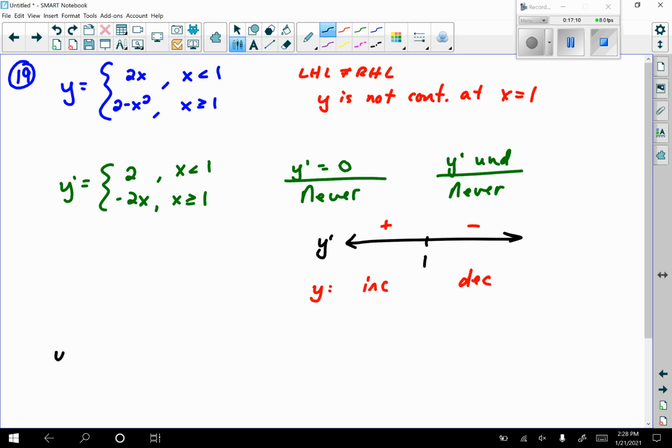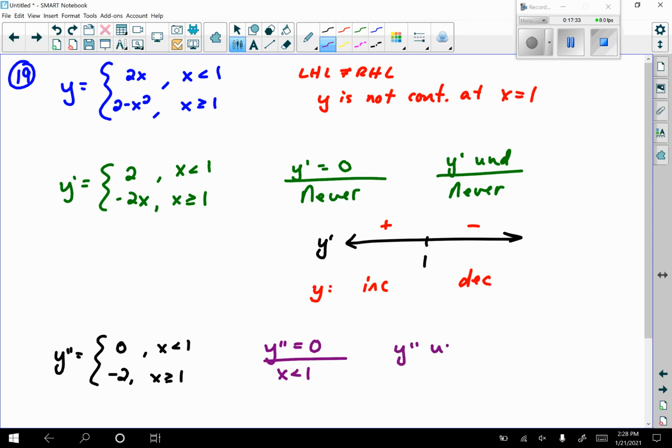Now let's find our second derivative. And again, I just take the derivative of each piece. Derivative of a constant is 0. Derivative of negative 2x is just negative 2. Ask ourselves the two questions. Where is our second derivative equal to 0? It's always 0 when x is less than 1. Where is it undefined? Never.